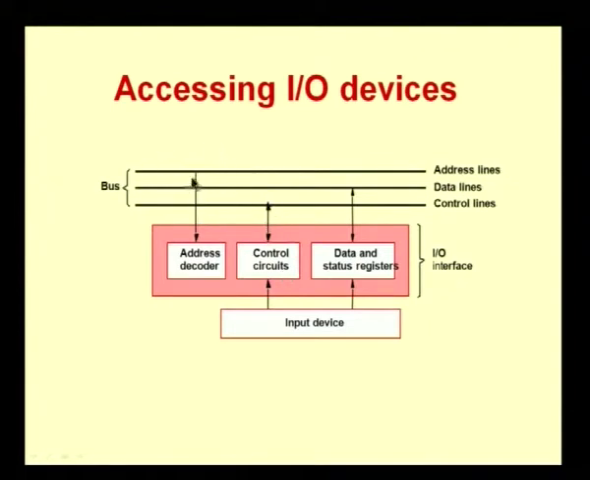You can see that the bus has these address lines, data lines and control lines. The address lines will be connected to the address decoder. Remember, we talked about decoding the address and identifying that the particular device is being addressed. So, you will have a decoder here, and then some control circuits, and then data and status registers. The data lines will be connected to the data and status registers, and control circuits will be connected to the control lines. It is the address decoder, control circuits and data and status registers which act as the interface between the input device and the bus.